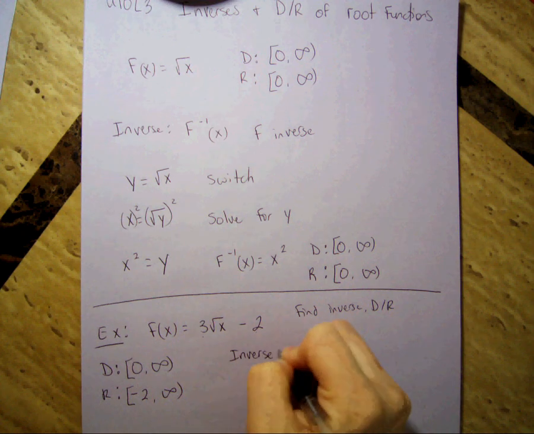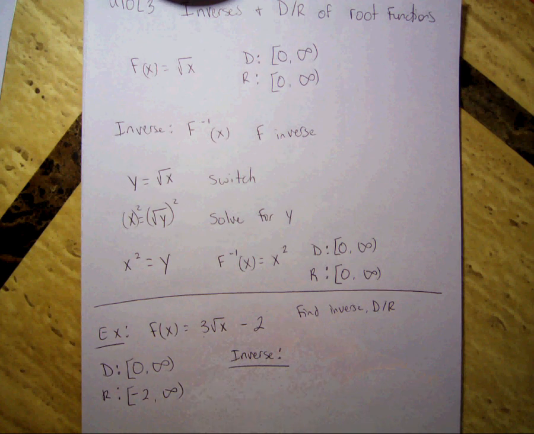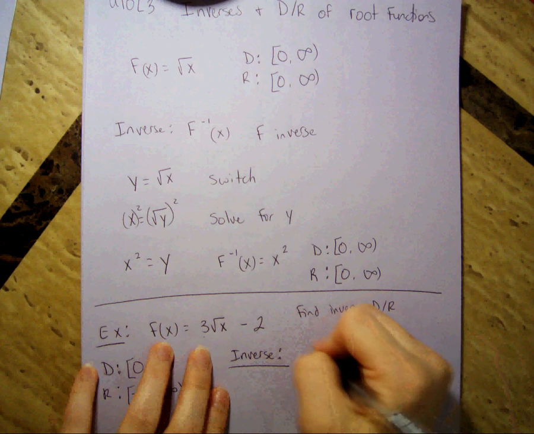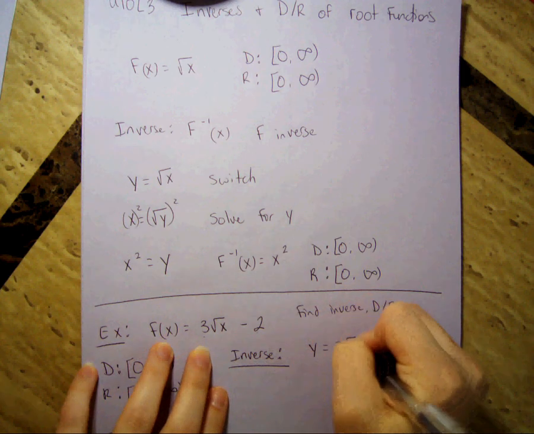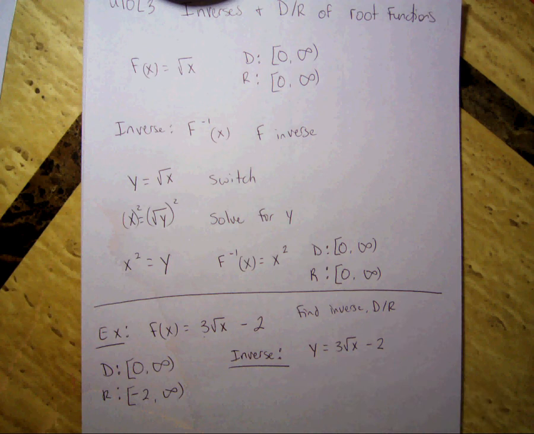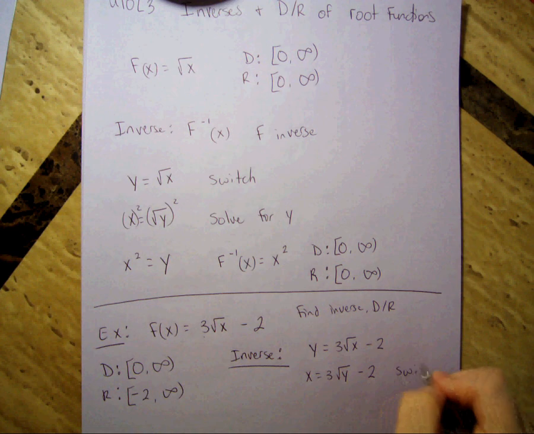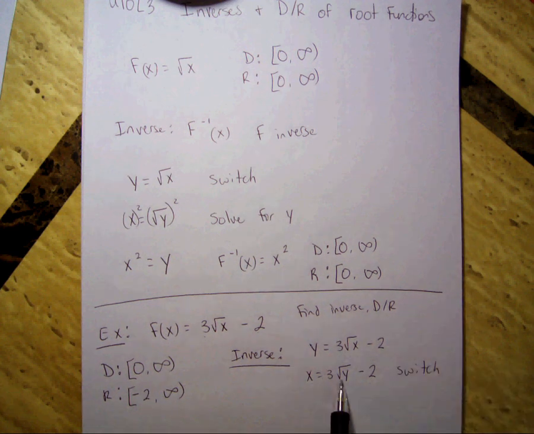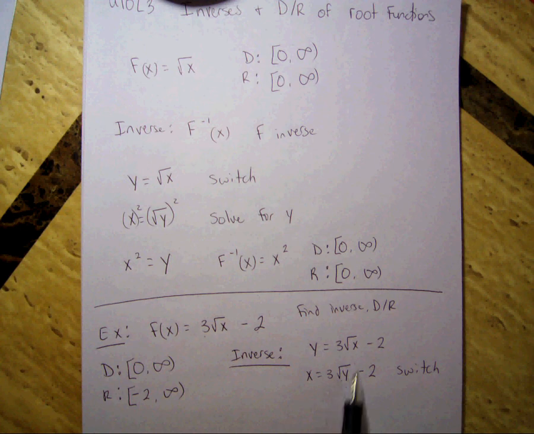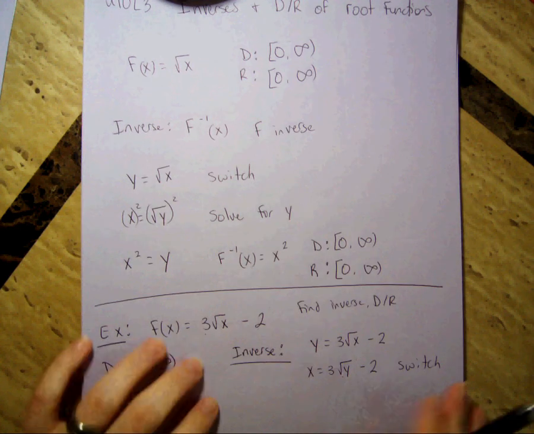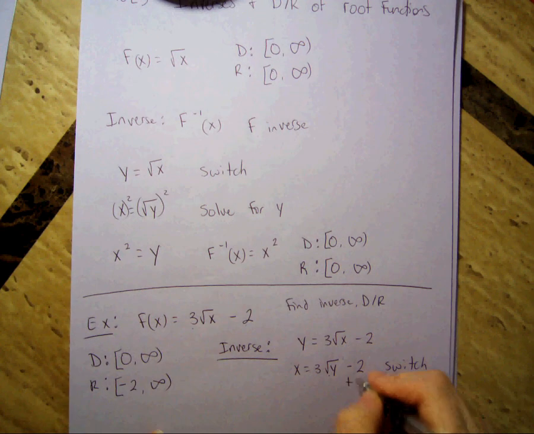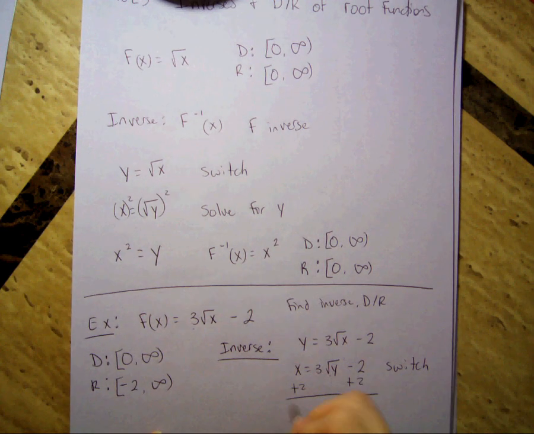So we are looking for f to the negative 1, which is f inverse. And the way we're going to do that, start off with y equals 3 square root of x minus 2. And we're going to switch our x and y values. So I get x equals 3 square root of y minus 2. And I need to get y all by itself. So I switched, and then I'm going to solve for y. Which means I have to get the square root all by itself first, just like when we were solving them. So first thing, I'm going to add 2 to both sides. So I get x plus 2 equals 3 square root of y.